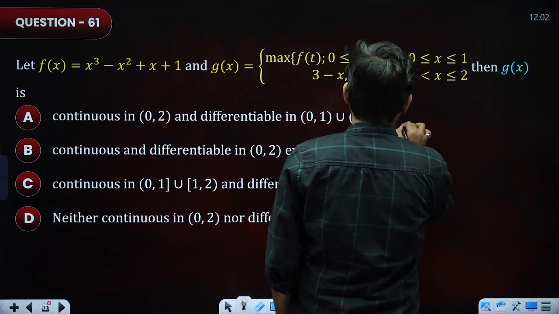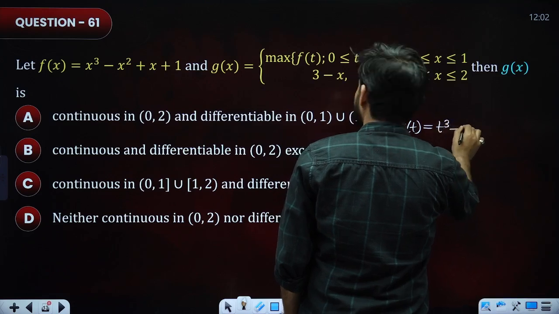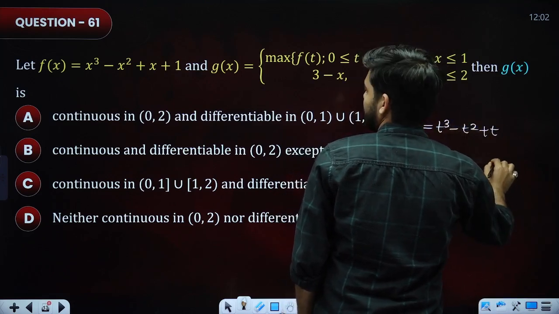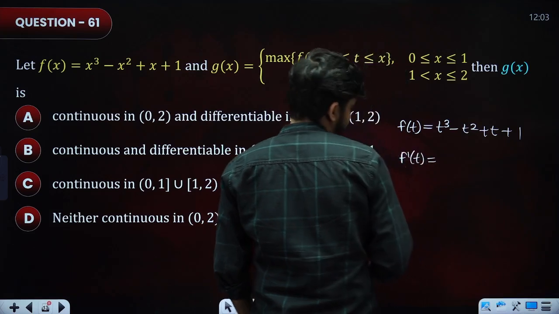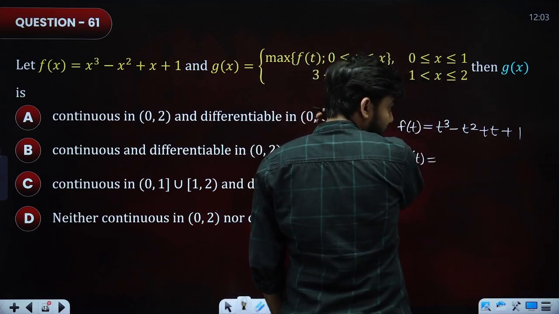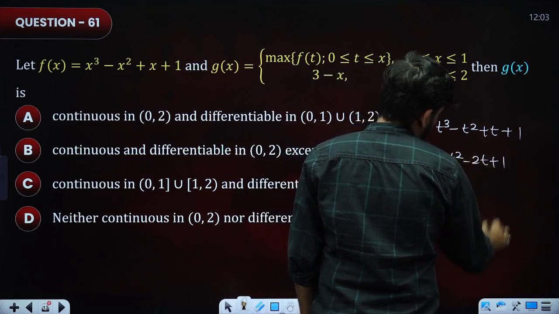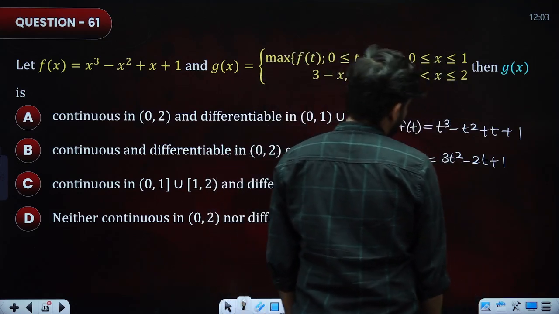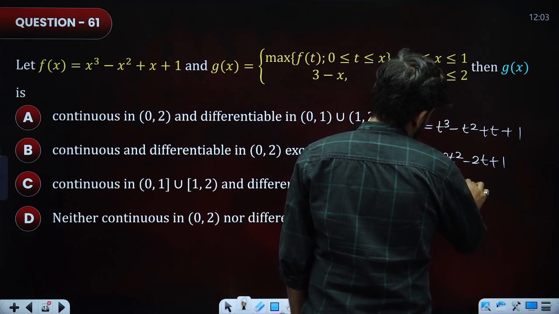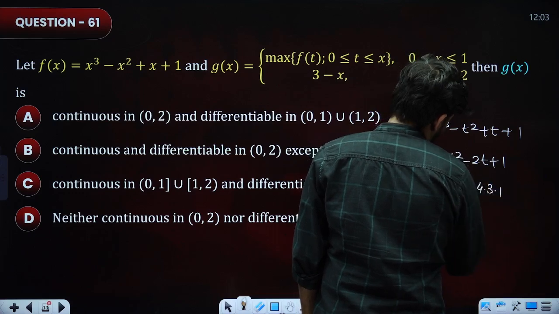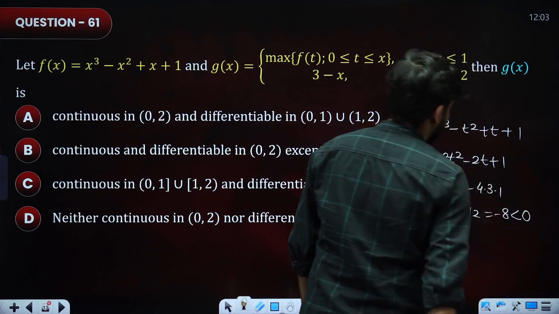Let's talk about f of t. f of t can be written as t cube minus t square plus t plus 1, and if I differentiate it with respect to t, we can write 3t square minus 2t plus 1. For that, let's talk about D. We can write b square minus 4ac, so here we have 4 minus 12, which equals minus 8. It is lesser than 0.